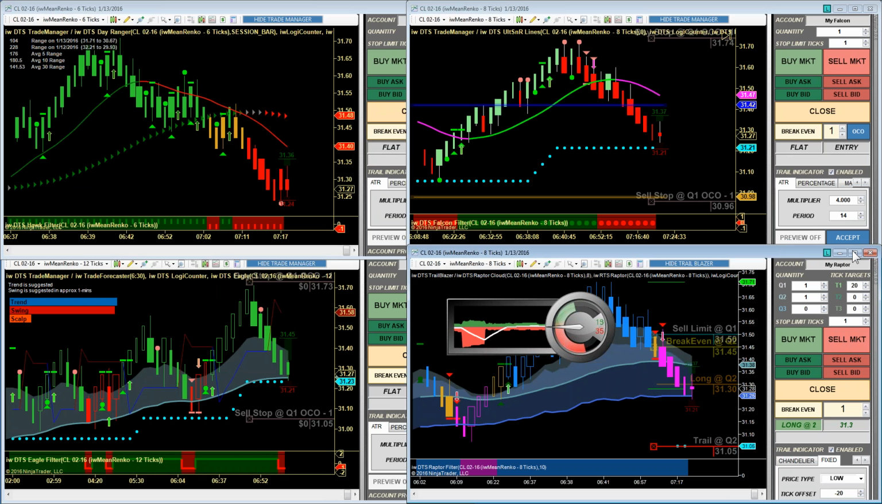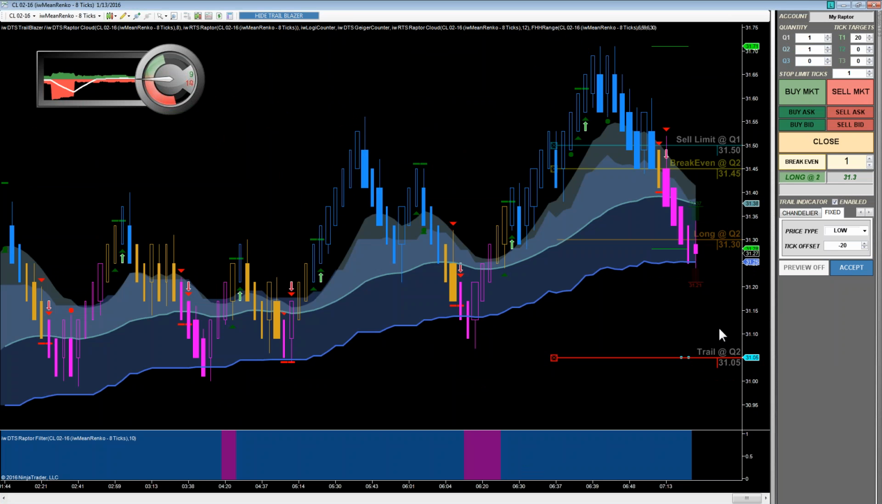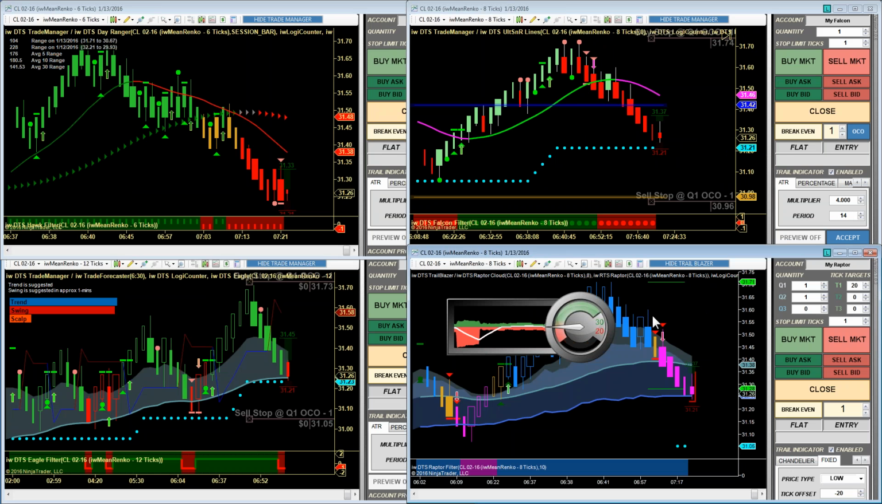Here with the Trailblazer, you need to know more or less what your position size should be relative to your stops, and then trade accordingly. All right, so there's the Trailblazer.